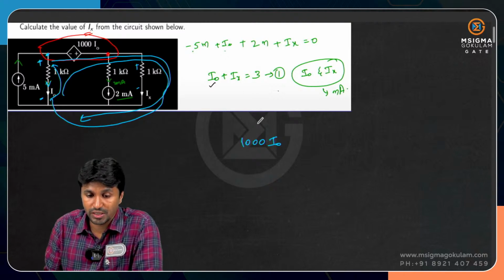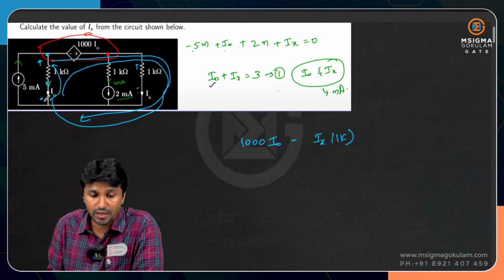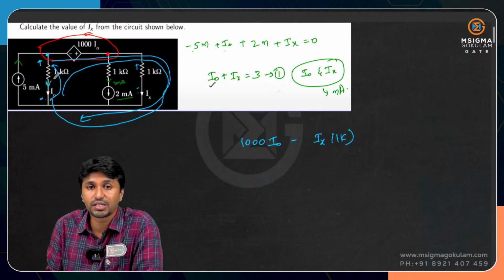So what about this one? This is minus Ix into 1k, because you are moving from higher potential to lower potential, voltage drops, so therefore minus. Now again look at this one, you are moving from lower potential to higher potential, there is voltage rise, so therefore plus. So what is the drop? This is I naught into 1k is equal to 0.